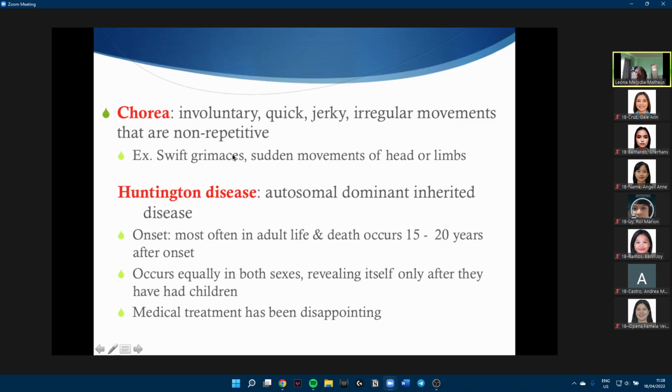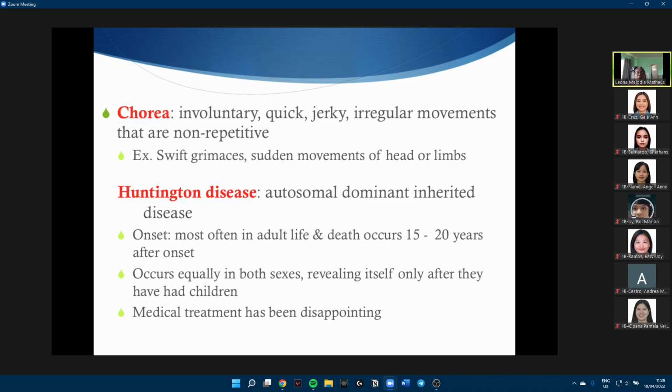Remember, these movements are involuntary, kasi di ba nga supposed to be voluntary ang ina-affect natin, but here you have involuntary movements where chorea is said to be quick, jerky, and irregular but non-repetitive. So you usually see this as a swift grimace or a sudden movement of the head or the limbs, no? So it usually affects the head or the limbs.